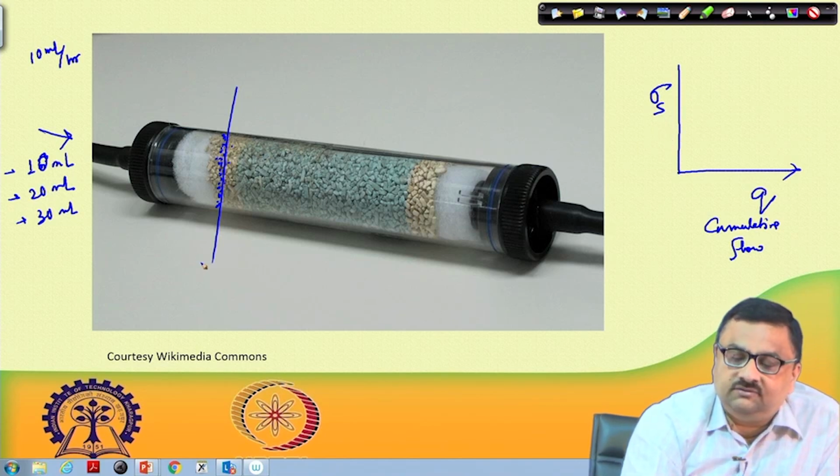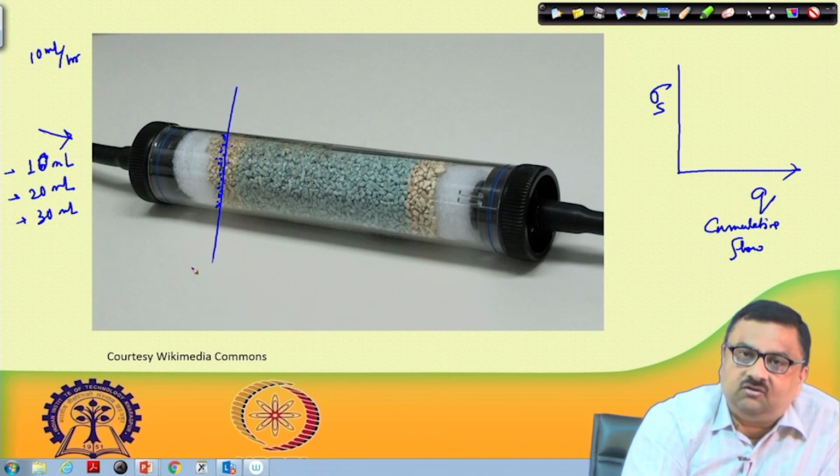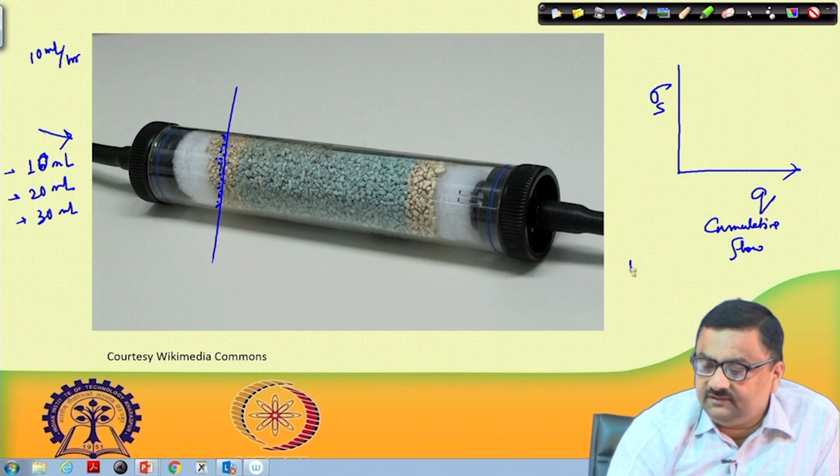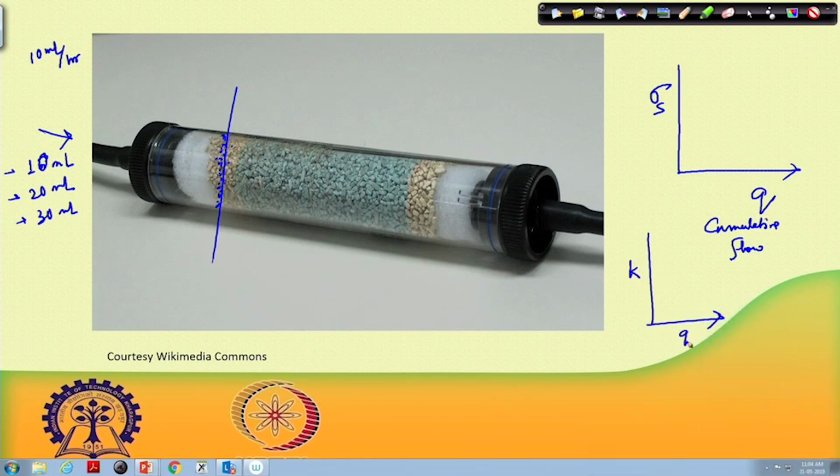Now, if sigma s changes, automatically the permeability will also change. So, permeability will also change with cumulative flow. I expect that as cumulative flow occurs, permeability at a particular location, mind it, K at a particular location, not K of the overall medium, will change with cumulative flow, and I expect the permeability to decrease with cumulative flow.